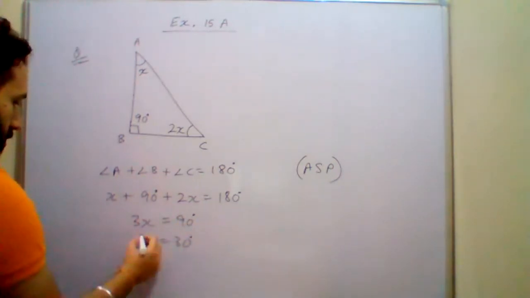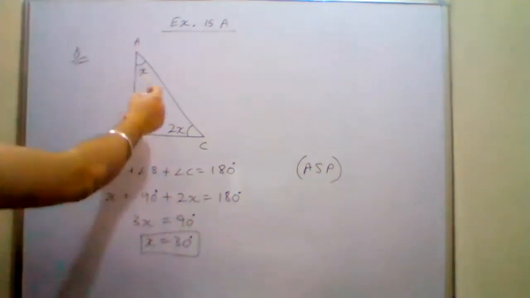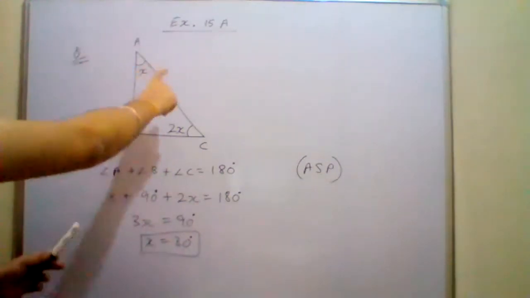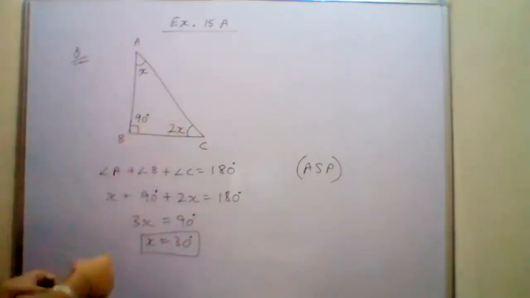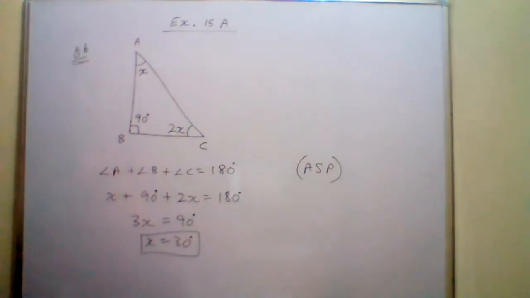So x is 30. You can find the value of angle A and angle C. What is the value of angle A? 30 degrees. And angle C, 2x. What is the value of angle C? 60 degrees. Yes, sir. These are the answers. This was question number 6. Sorry, I forgot to write the question number.